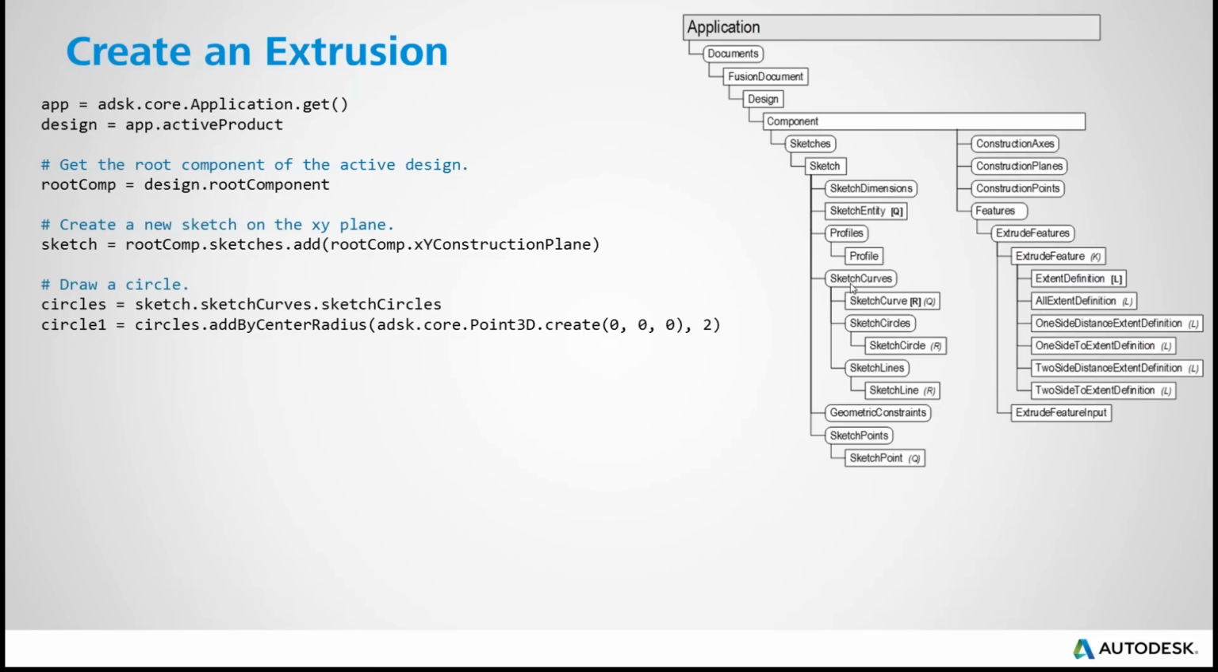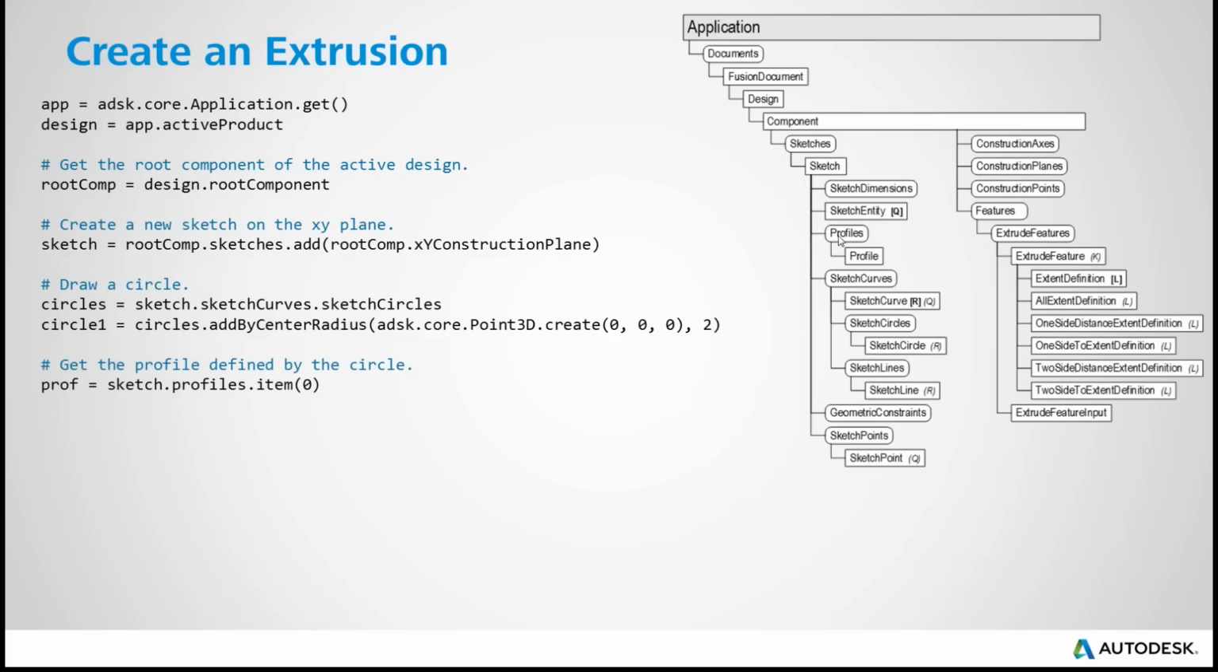Now I've got the sketch curves collection, and it has a collection under it for circles. That would give me all of the existing circles. Now I have a reference to that collection, and then I'm calling add by center radius on that collection to create a new circle. I'm creating an XYZ coordinate by using that Point3D create. The second argument is just the radius of the circle. So now we've created a circle.